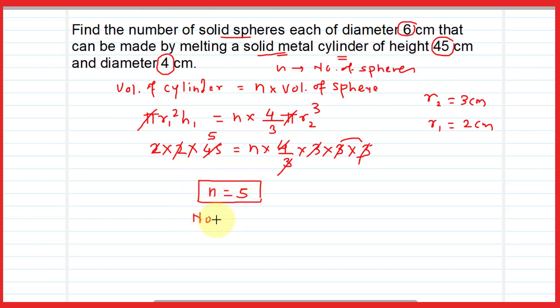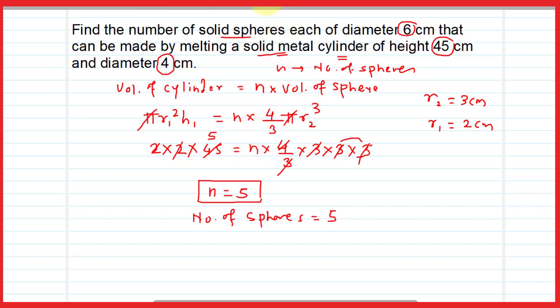So the number of spheres is equal to 5. Friends, always highlight your answer, because your answer sheet then becomes examiner friendly, because first of all he checks what is the value of N. If it is tallied with his answer that N is equal to 5, then he just glances over the steps.